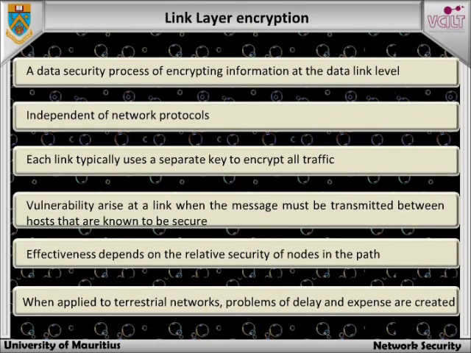When applied to terrestrial networks, link layer encryption creates problems of delay and expense, but it is particularly useful in satellite links because of their vulnerability to eavesdropping. In this case, the satellite service provider takes responsibility for providing encryption between any two earth stations.